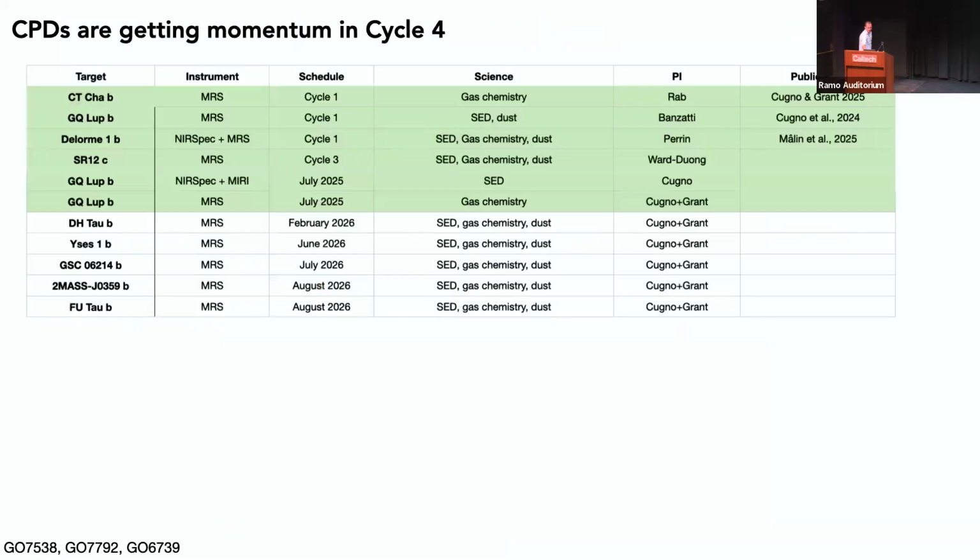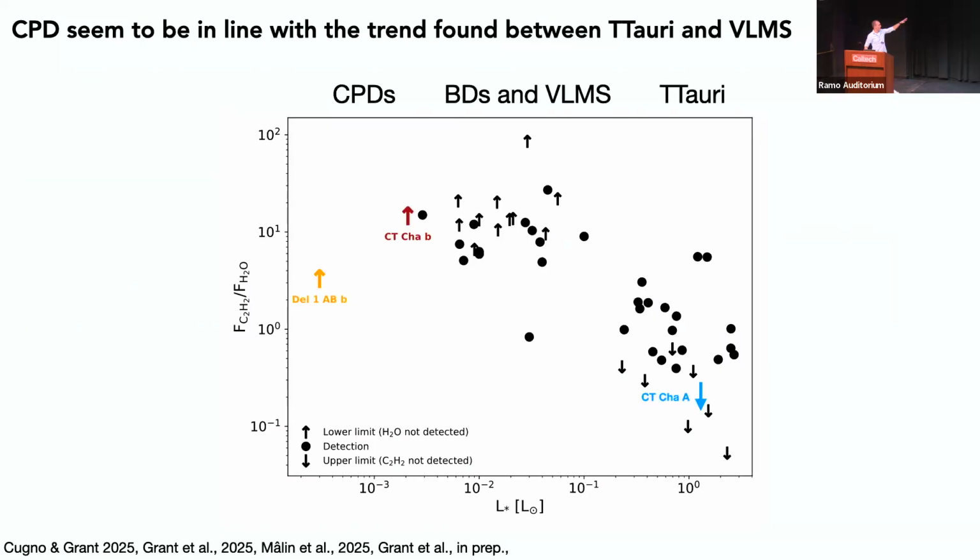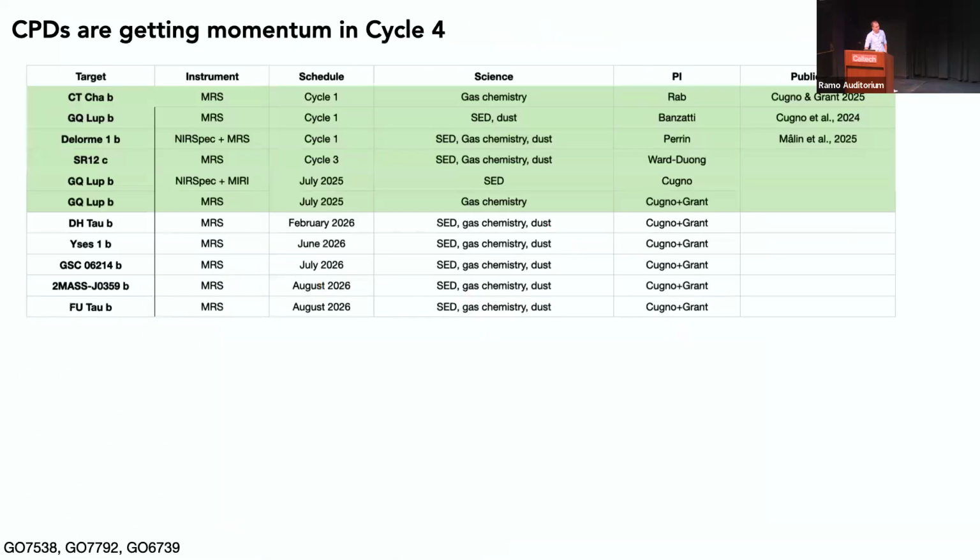Now, the question is, can we really populate this area of CPDs, of planetary mass objects? And we think we can. This is the full list of available CPDs that could be observed by MRS, so where we have enough separation, the contrast is good enough, the disk is bright enough, and so everything is ready for us to just observe the disk, get the dust information, get the gas information.